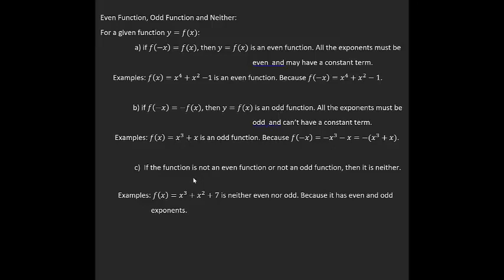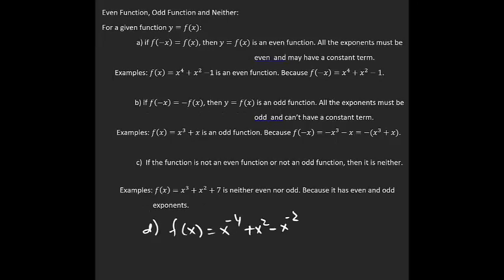Now if you look at example 3, a function which is not an even function or not an odd function, we call it neither. So in this case, what we expect is that even exponents and odd exponents must come together. You can see here. So that's why it is neither. I will take 2 more examples.